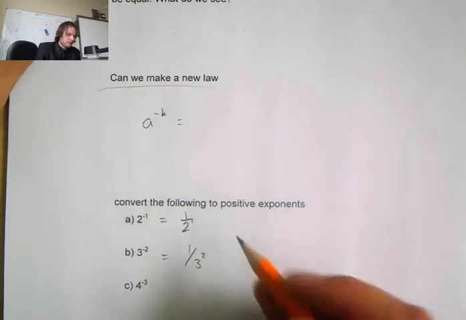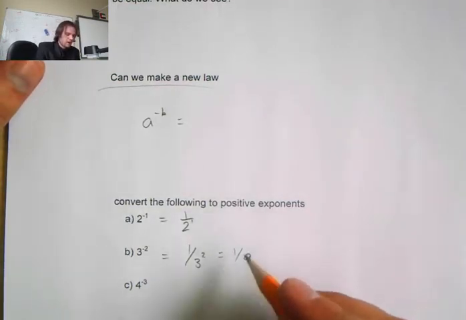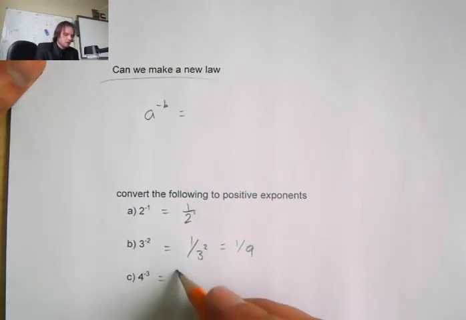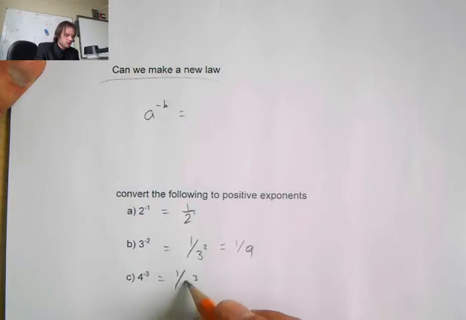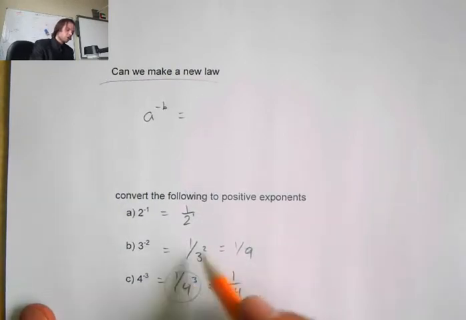Okay. Now if I continue this, it's the same thing as 1 over 9. Either of these answers is good. Let's try the next one. 4 to the negative 3. Well, that is 1 over 4 to the 3, which is the same as 1 over 64. These here are good enough answers.